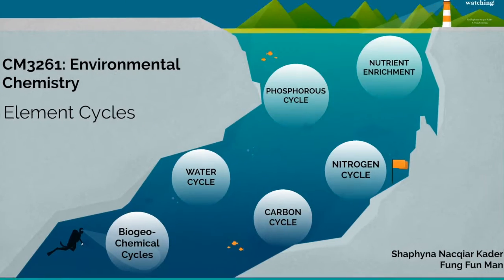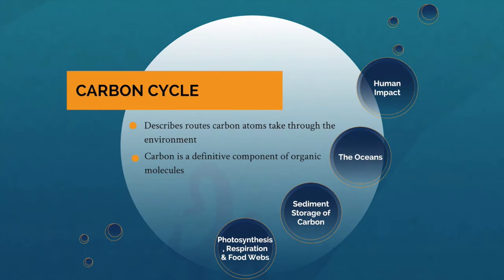Next, let's talk about the carbon cycle. Carbon is a definitive component of organic molecules. The carbon cycle describes the routes that carbon atoms take through the environment. In the carbon cycle, we'll be talking about 4 parts: photosynthesis, respiration and food webs, sediment storage of carbon, the oceans, and the human impact on the carbon cycle.